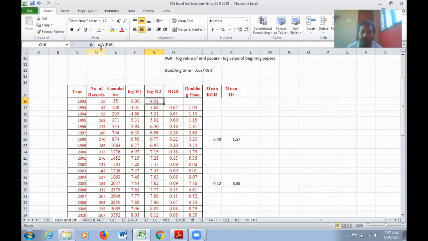How to calculate? In MS Excel, whenever you want to calculate something, you have to put the equal symbol and then give your calculation: 2 by 2, 2 into 3, 10 by 100, whatever you want, and it will calculate and give you the result. If you don't precede it with the equal sign, it will not be calculated; it will be taken just like data. So, equal to LN, which stands for the function for getting the logarithmic value, of E16. What is E16? E16 is the number of records at the end of 1992.